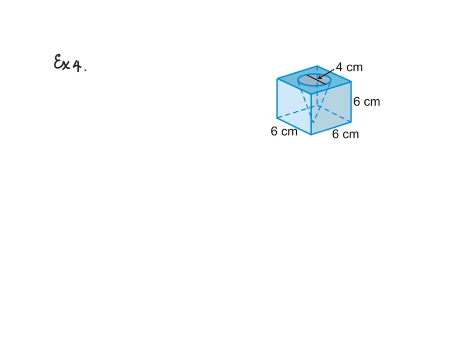In this example, we have a conical hole in a cube. So what we're going to do is to work out the volume of the cube first. And that's length times breadth times height. 6 times 6 times 6, or 6 cubed, which is 216 centimetres cubed.